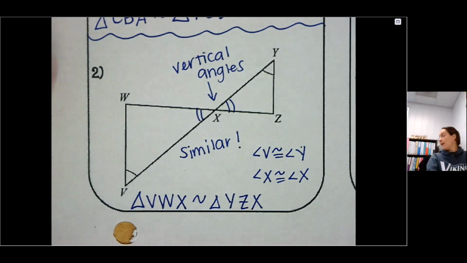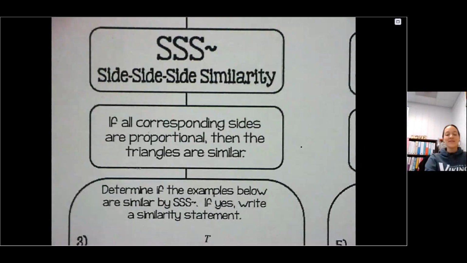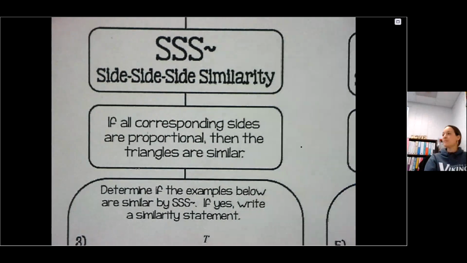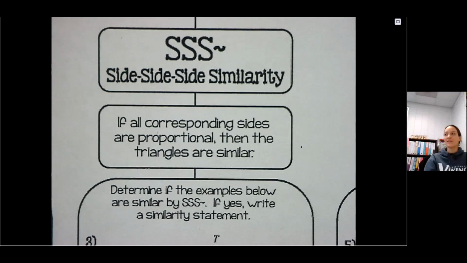Very good question. Okay. Next one is side, side, side. I think you're going to love this one because it's the easiest. Can I have somebody read the little blurb for me? Why don't you read it? Determine if the examples below are similar by SSS. If yes, form a similarity statement. Can you write the sentence above it too? If all sides are proportional, then the triangles are similar.